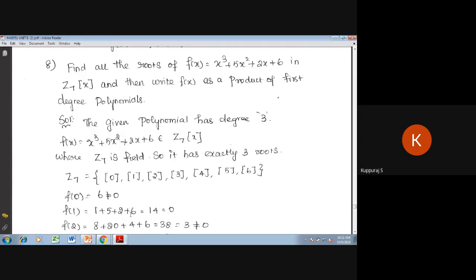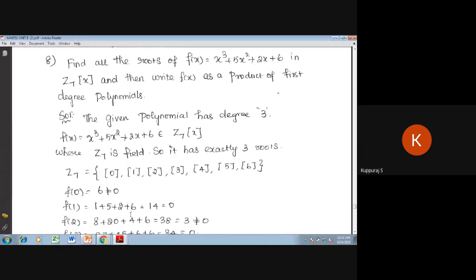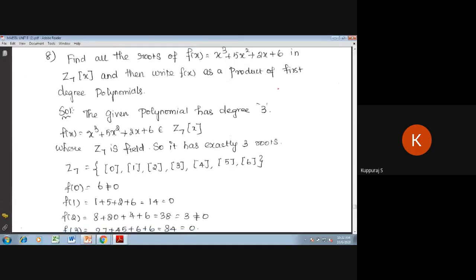So first we have to identify what are the values of x which satisfy the given polynomial. Putting x equals 0 in the given polynomial, f of 0 is equal to 6. So 0 is not a root of the given polynomial. Then putting x equal to 1, f of 1 is equal to 14. 14 is a multiple of 7, therefore 14 is congruent to 0. So we identified 1 as a root of the given polynomial.